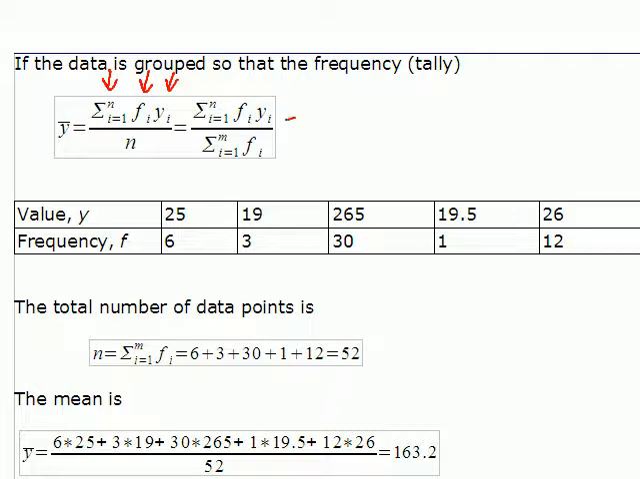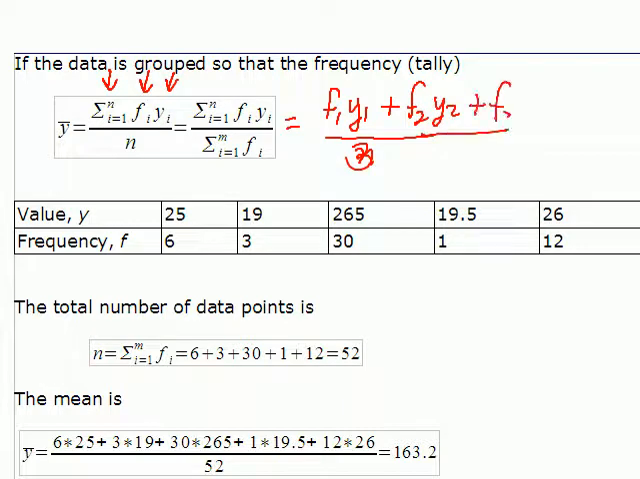So let me write that out a little bit. Let's say n was 3. Then we would have the first frequency that's associated with the first y value. Multiply that together. Then you would have the second frequency times the second y value, plus the third frequency times the third y value, all divided by, it's not divided by 3 at all. Okay, it's divided by the total number of data points, and that's what's shown down here.